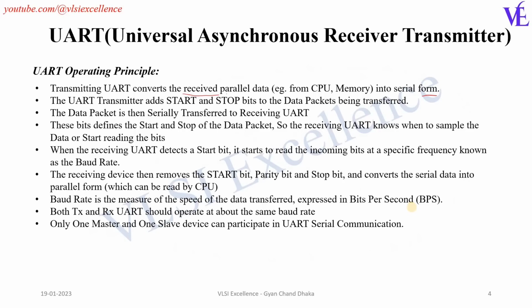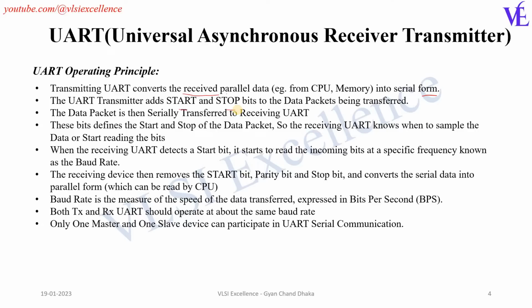To do that, the UART transmitter appends some extra bits with the actual data, and those bits are called the start bit and stop bits. So the UART transmitter, before sending data, appends extra start and stop bits to the data packet, and then it sends that packet serially to the UART receiver.